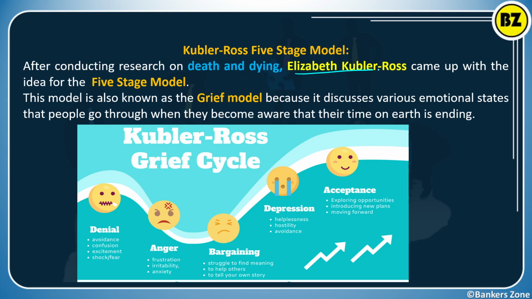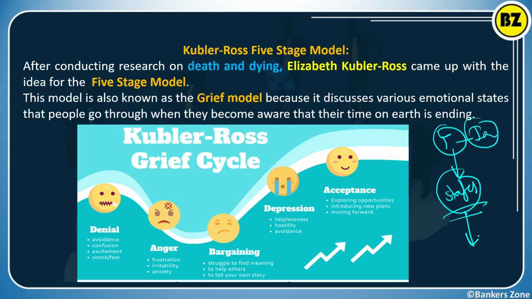So Elizabeth Kübler-Ross came up with the idea for a 5-stage model. This model is also called the grief model. Why? Because it discusses the various emotional states that people go through when they come to know, or become aware, that their time on earth is ending. That means when you think that you are going to die.